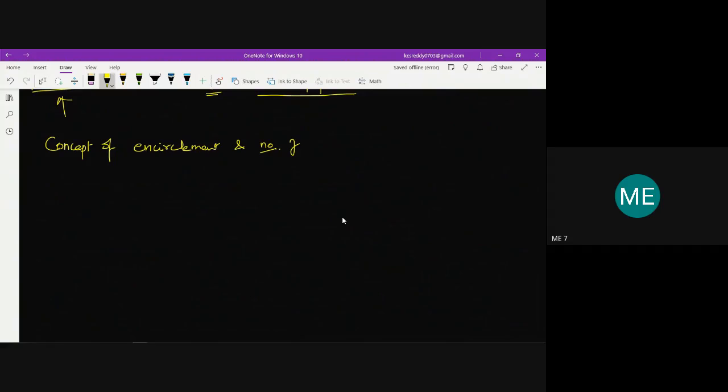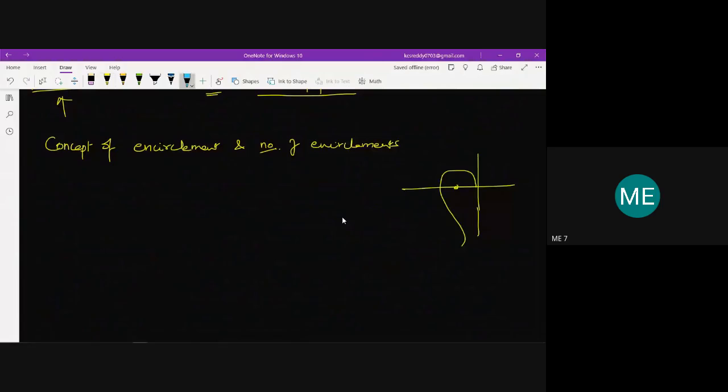Right. Here, what we have discussed is enclosement. It means if the points are enclosed by the polar plot which I have discussed here, say for example, if the point lies here, then it is enclosed by this polar plot. If the point lies here, then we can say it is not enclosed by the polar plot. It is outside this path. Similar to that, we are going to study the encirclement.